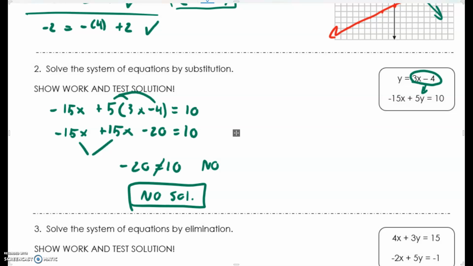Now, what if I was left with a true statement? What if I had like 10 equals 10 at the end? If you get something like that, then what happens is these lines are the same line, and you'd put infinitely many solutions.